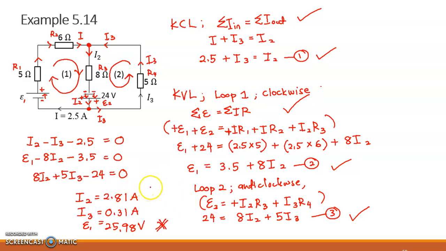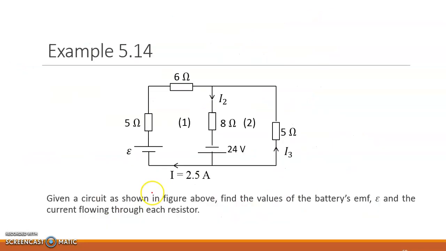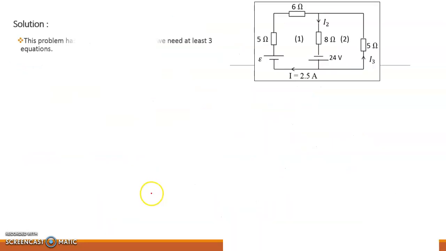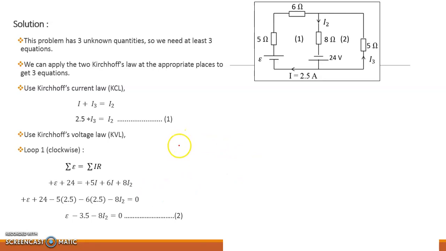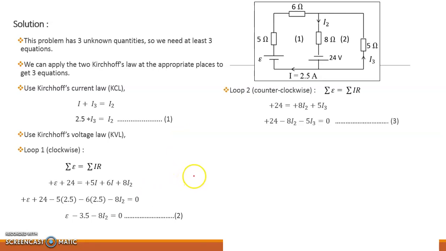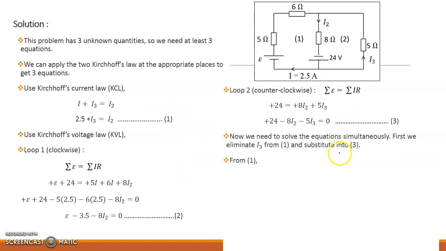Okay, it will take a long time. Then you can be very careful, avoid careless mistakes. Okay, so I will show you the example if you want to solve it by using manual calculation. So we have the equation for KCL, equation 1, for loop 1, and for the second loop. Okay, we have 3 equations right now. So this is the example.